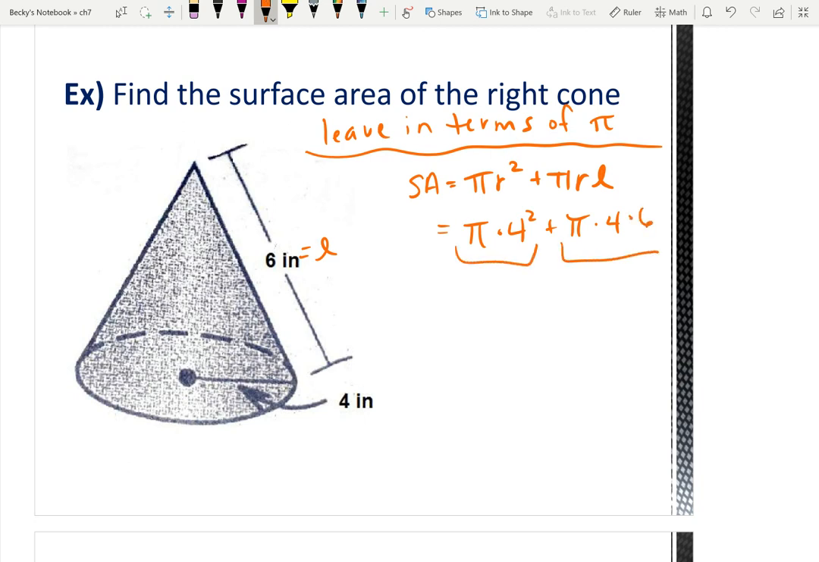Okay, so let's simplify both of these. So this is 16 pi plus 24 pi. So 16 plus 24 is 40. So what we're going to do is just leave it 40 pi. You treat pi kind of like a variable. Just pretend like it's an x. You just kind of bring it along. So my surface area is 40 pi inches squared. That's all you have to do.